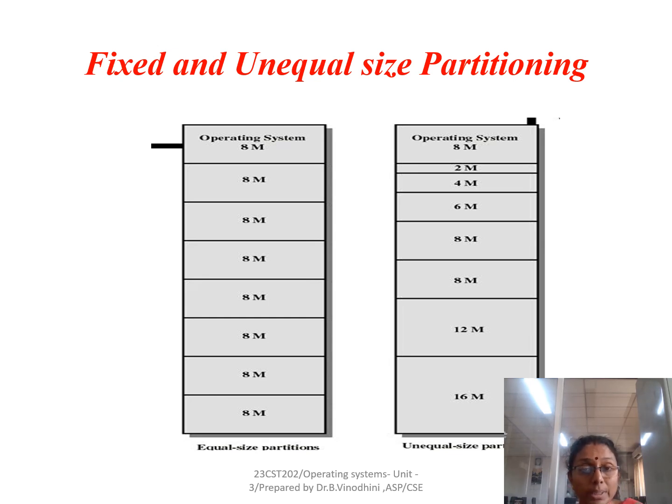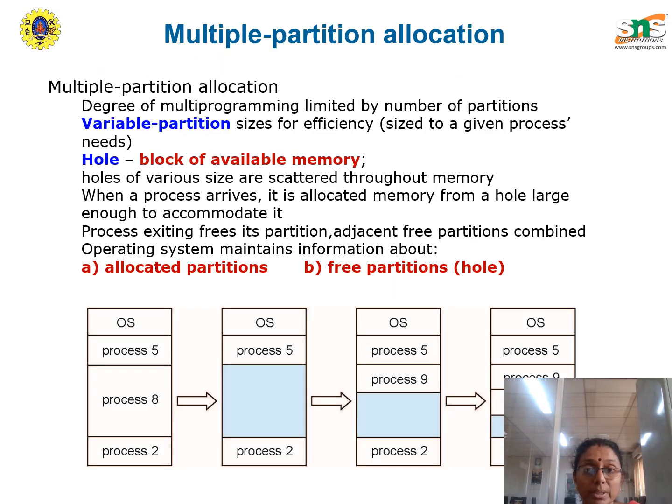So I already know that in physical memory we have space for the operating system and also the processes. In equal size partitions, the same size is allocated to all the processes. In unequal size partitioning, we can allocate the space based upon the process, for example 2, 4, 6 and 8. So it reduces the fragmentation problem. Fragmentation means unused space, and we can reduce it in unequal size partitioning.